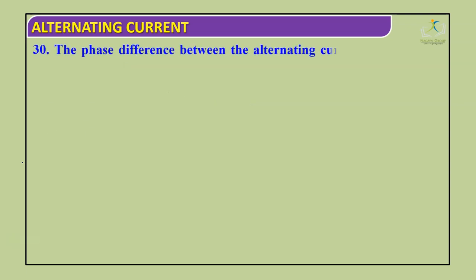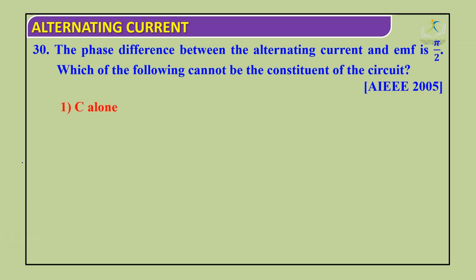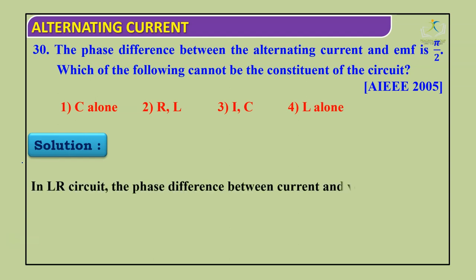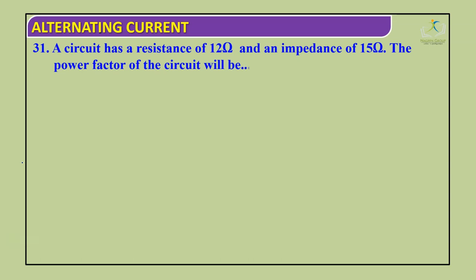Next, the phase difference between the alternating current and the EMF is pi by 2. Which of the following cannot be a constituent of the circuit? C alone, RL, LC, L alone. The correct answer is with the solution. In an LR circuit, the phase difference between the current and voltage can have any value between 0 to pi by 2, but never equal to pi by 2. Hence the answer is RL.